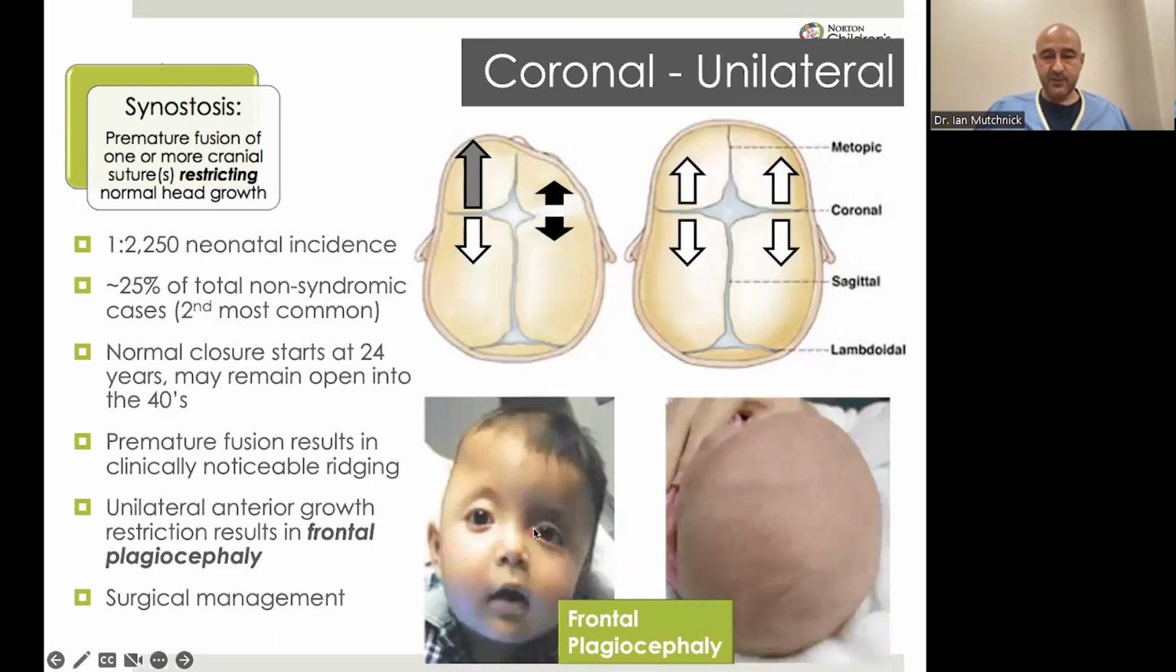And you can see here the orbital rim is distorted. The whole shape of the head all the way down to the skull base has been distorted. This is a classic frontal plagiocephaly as the result of a coronal synostosis. And again, there's usually ridging of the suture.